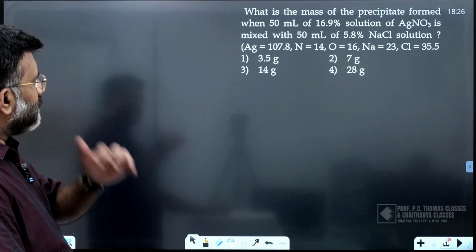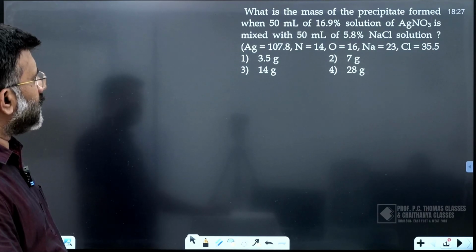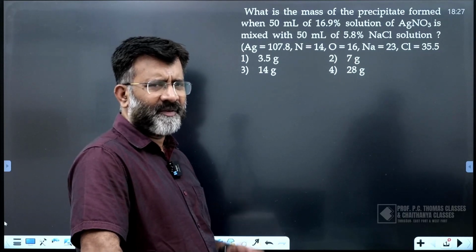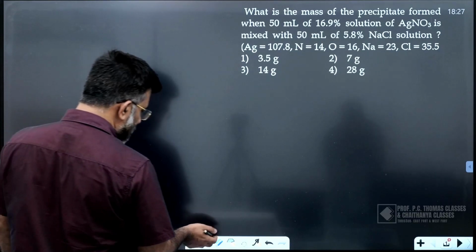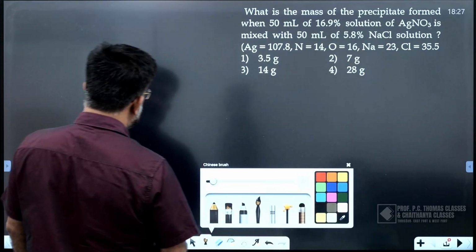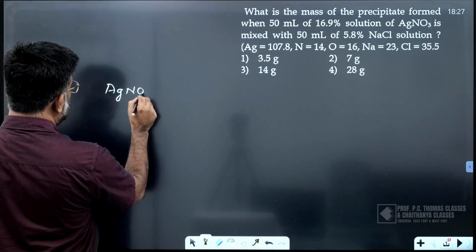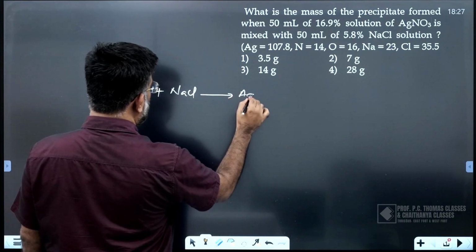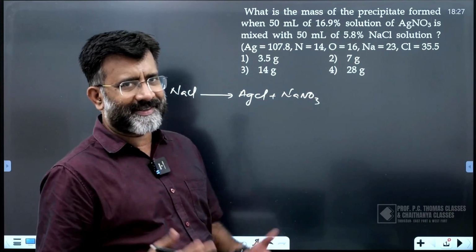What is the mass of precipitate formed when 50 ml of 16.9% solution of silver nitrate is mixed with 50 ml of 5.8% NaCl solution? That is the question. Very simple question, only a moderate level question. So what is the reaction dealing with? The reaction is so simple. Silver nitrate reacts with NaCl. You get AgCl plus NaNO3. That is the reaction concerned, all of you know.